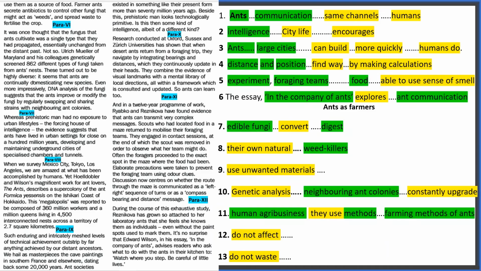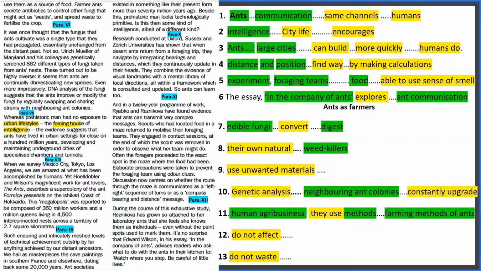Now let us read para 7. Whereas prehistoric man had no exposure to urban lifestyles, the forcing house of intelligence, the evidence suggests that ants have lived in urban settings for close on 100 million years, developing and maintaining underground cities of specialized chambers and tunnels. Para 7 says, whereas prehistoric man had no exposure to urban lifestyles, the forcing house of intelligence.